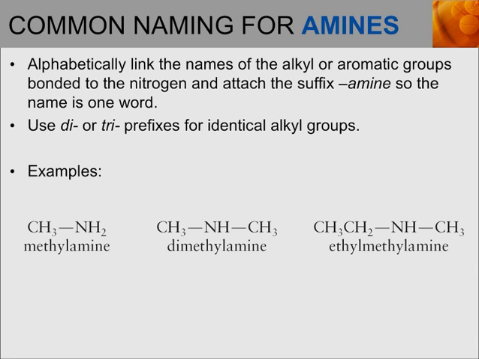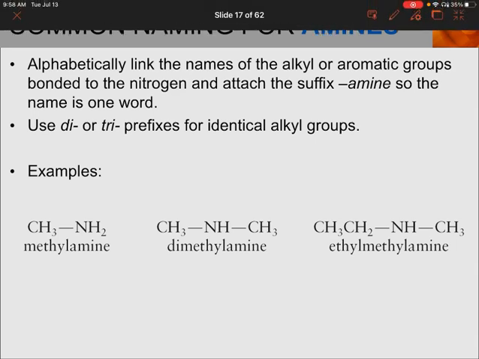So down below we have a few examples of different amines and their common names. On the left, you can see we have a methyl group bonded to the nitrogen. So we would call this methylamine. In the second example, we have two methyl groups bonded to the nitrogen. So that's dimethylamine. And in the last example, we have an ethyl group on one side and a methyl group on the other. So we're going to alphabetically list those since they are different. So ethyl would come first and then methyl, and again, we just add amine onto the end.